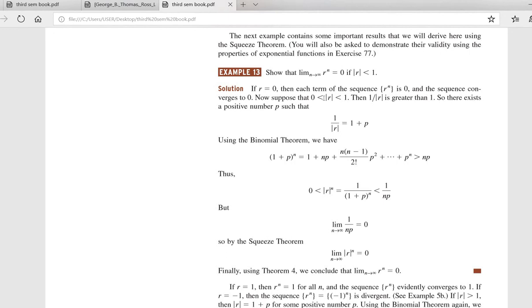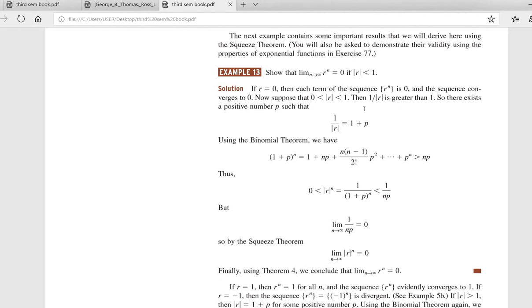And we know that this is greater than or equal to, which is greater than all the other terms, this is n p. When you add 1 and other terms, this term will be greater than n p. So we can easily say that this is greater than n p, right?